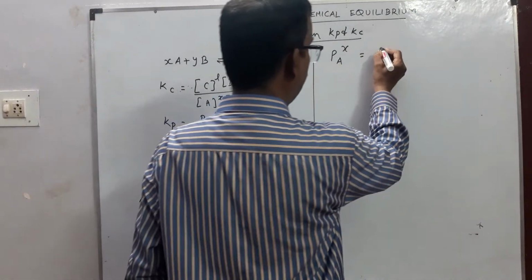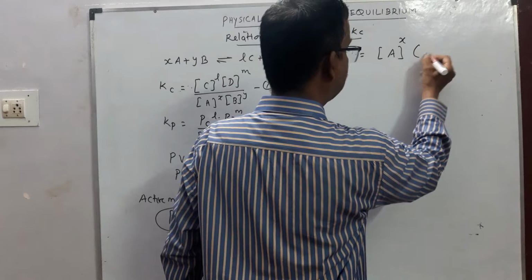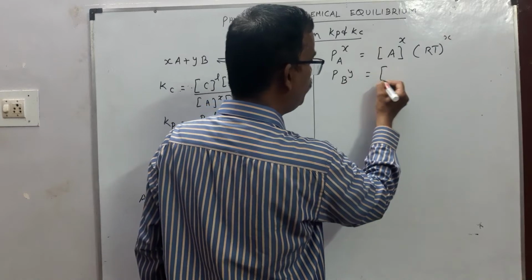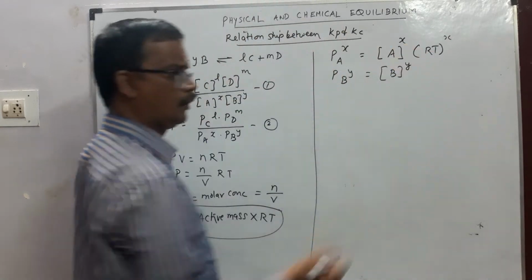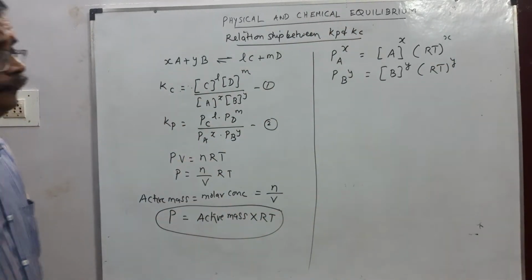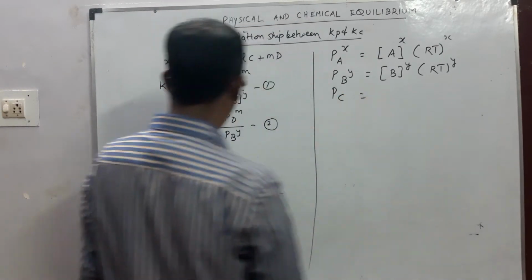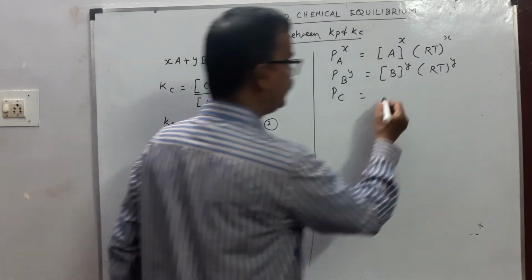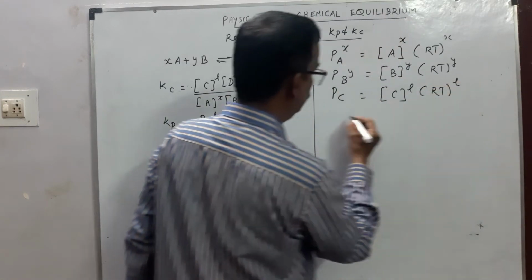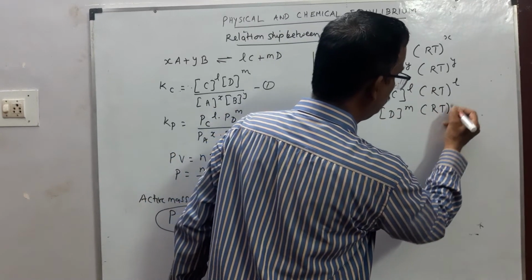So partial pressure of A to the power of X means active mass of A to the power of X, RT to the power of X. Similarly, Pb to the power of Y equals active mass of B to the power of Y, RT to the power of Y. Using this expression, we can write the partial pressure of A, B, C, D. So partial pressure of C equals active mass of C raised to power L and RT to the power of L. Pd equals active mass of D to the power of M, RT to the power of M.